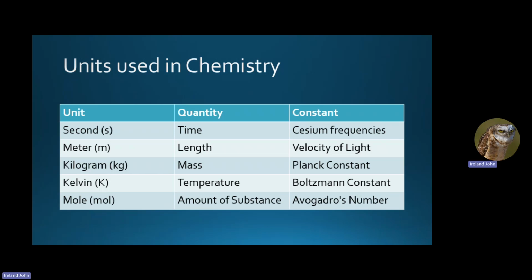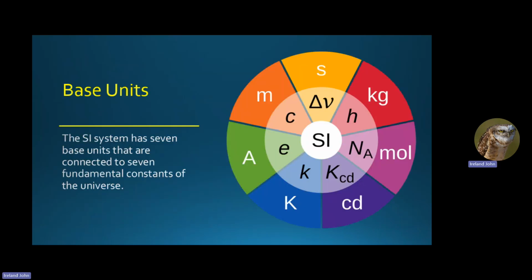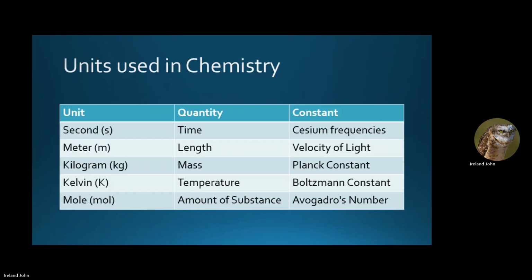Now you'll notice there were 7 units on this wheel. 2 of them we don't use. Candela, which is the measurement of light intensity. We're not going to do that. That's a physics thing. And ampere, which is the measurement of electric current. Not going to do that. We're not doing electrochemistry. However, you have seen the constant for ampere. This e, that's the fundamental charge. That's the charge of an electron, right? Because that's the smallest unit charge possible.